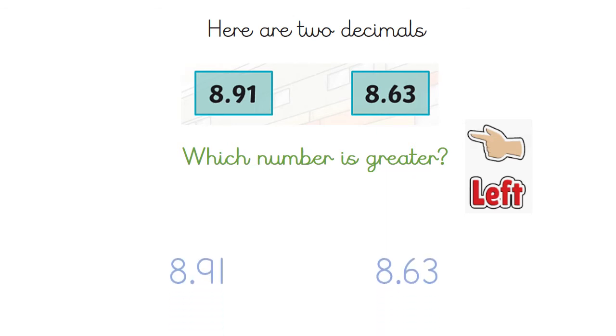So we have 8.91 and 8.63. And we've just looked and we can see that although they both have 8 in the ones column, 8.91 is the greater number because as we move down our place value grid, we can see it has more tenths. So we would then put this symbol. You obviously would not do the eyes and the teeth, but I'm just giving you this because it's a bit more fun. But you would do your arrow pointing, so the mouth kind of, if there was a mouth, eating the greater number.